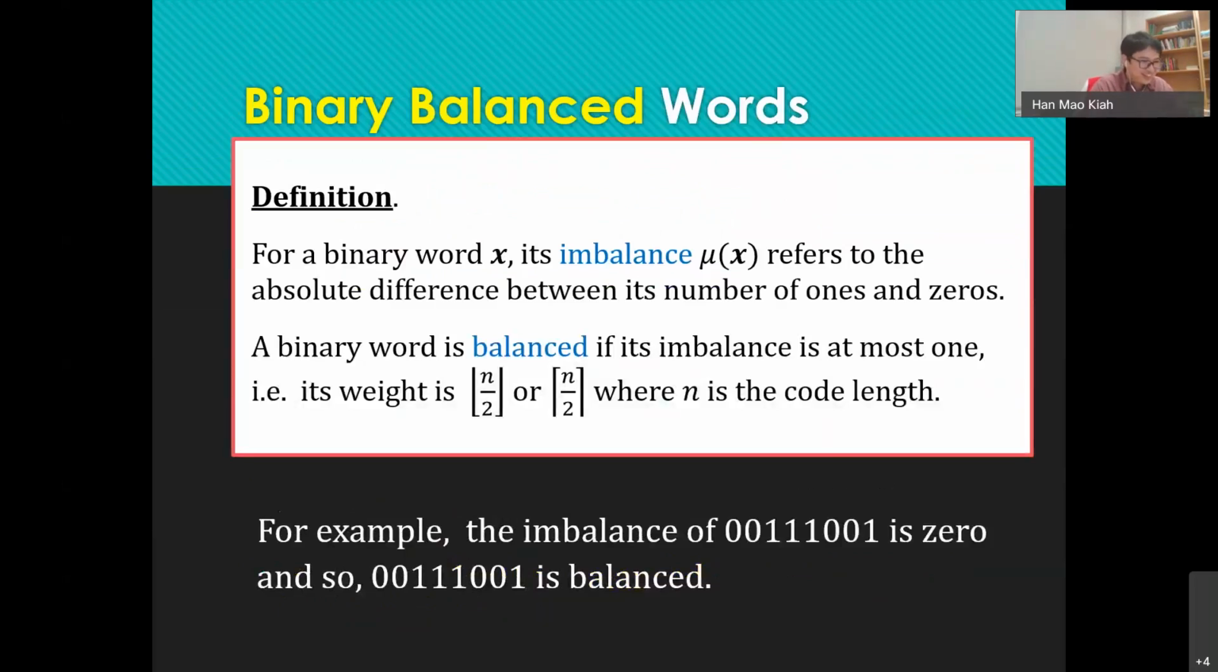Let's look at the corresponding notion for binary words. For a binary word, we can call its imbalance the absolute difference between the number of ones and zeros. So a binary word is balanced if its imbalance is at most one. In other words, the weight is close to n/2. In this example here, 0, 0, 1, 1, 1, 0, 0, 1, we have 4 zeros and 4 ones. Therefore the imbalance is 0, and so we say that this binary word is balanced.